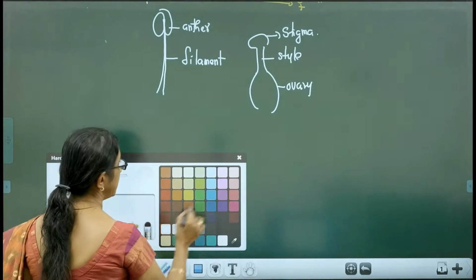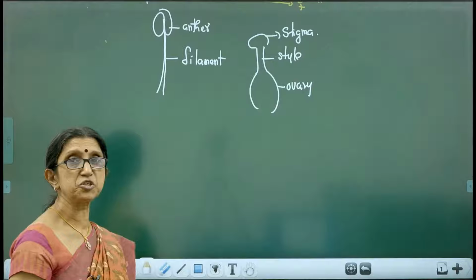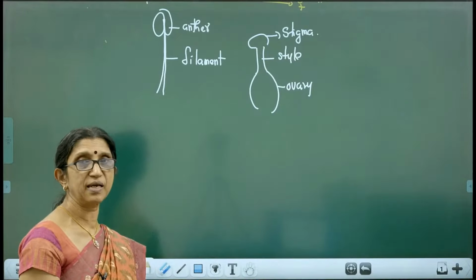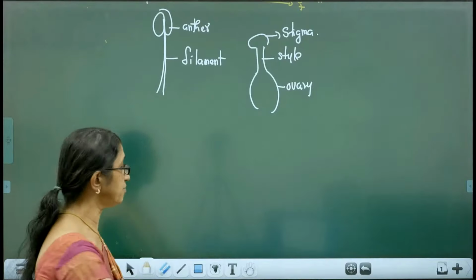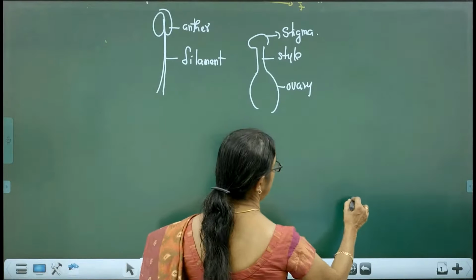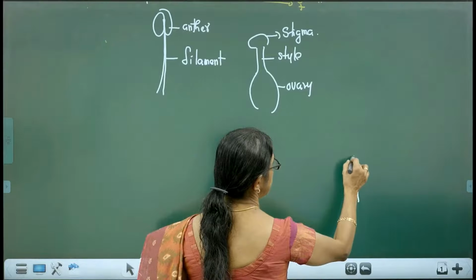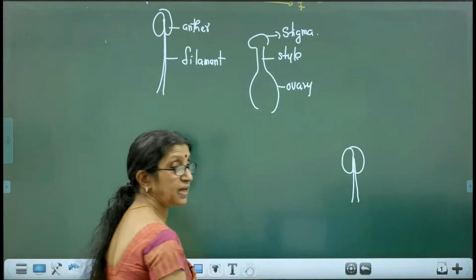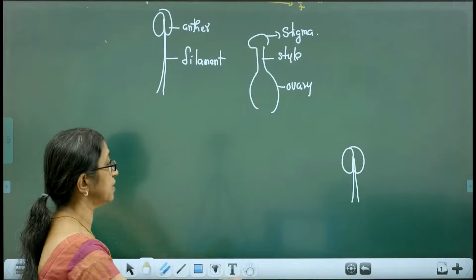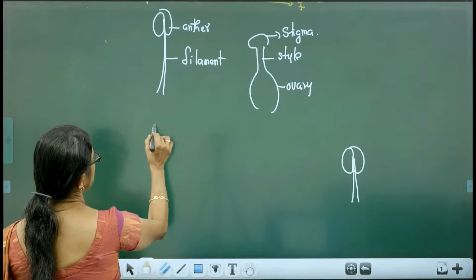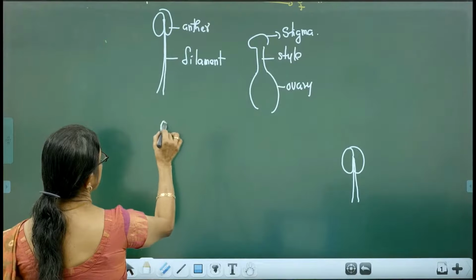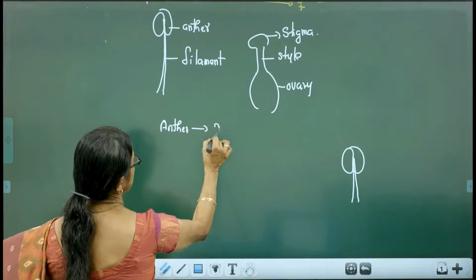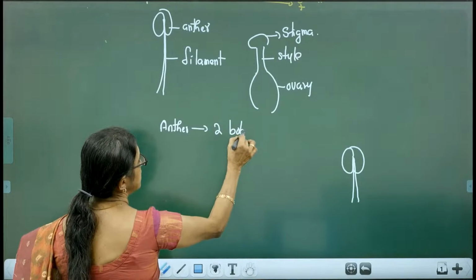Before that, we have to see the structure of a typical anther. What is the structure of a typical anther? This is the stamen with the filament and anther. So a typical anther is 2-lobed.